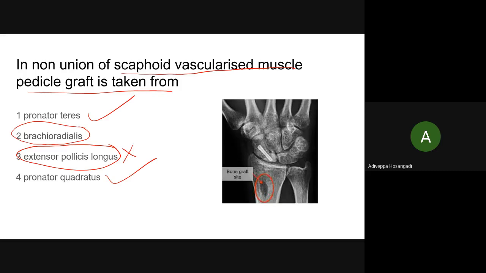What do you mean by a vascularized muscle pedicle graft? You take the muscle along with a piece of the bone and put it at the non-union site. So where is pronator teres attached?